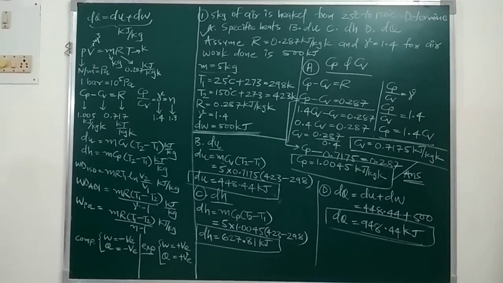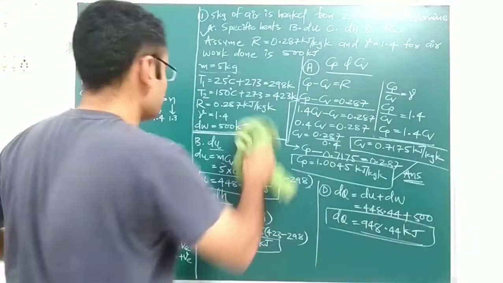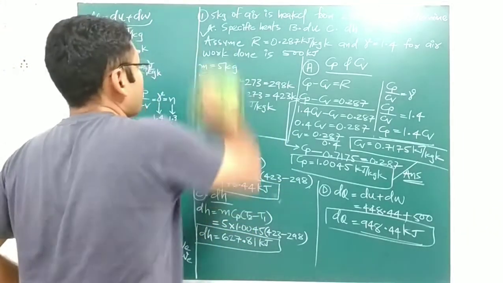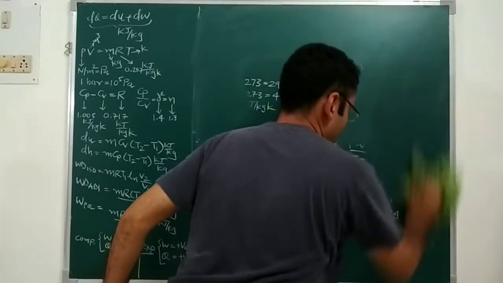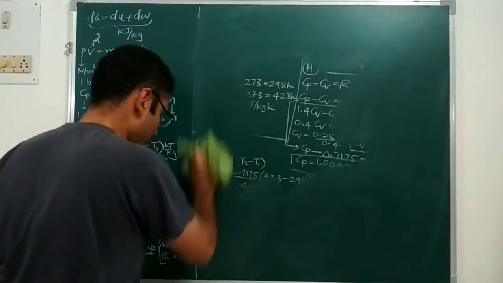So now you can note it down properly. After that I am going to rub this out, so I hope you have noted it down. So I am going to rub that. Now the next numerical we will take, which is very important also. So we will go with the next.